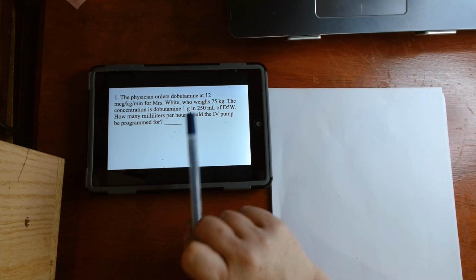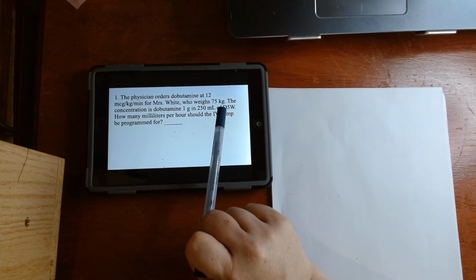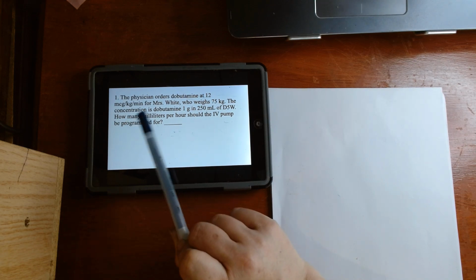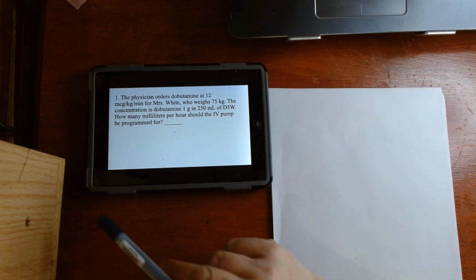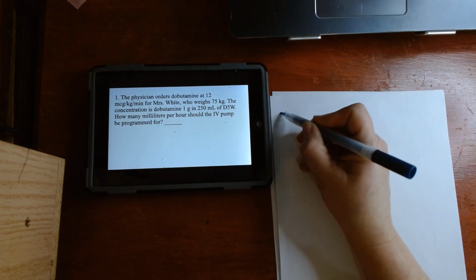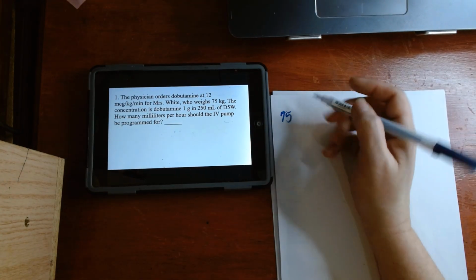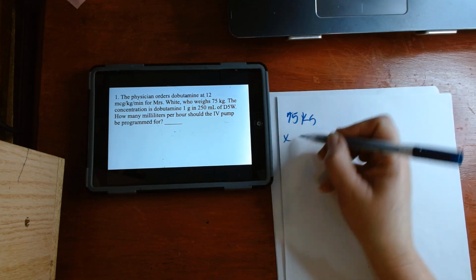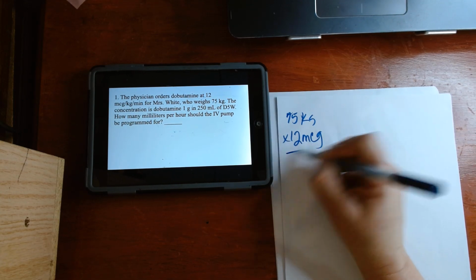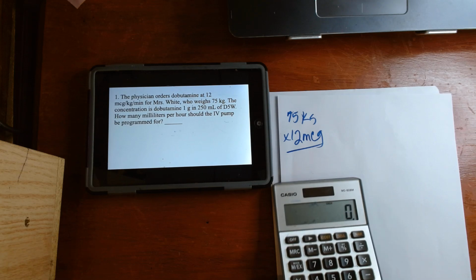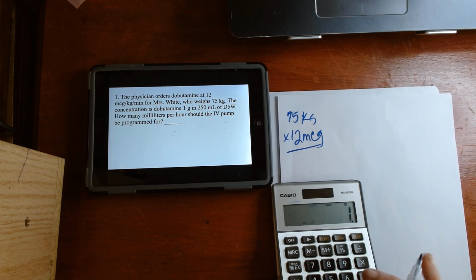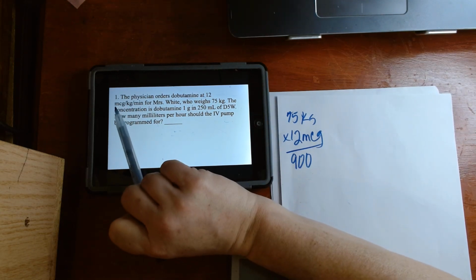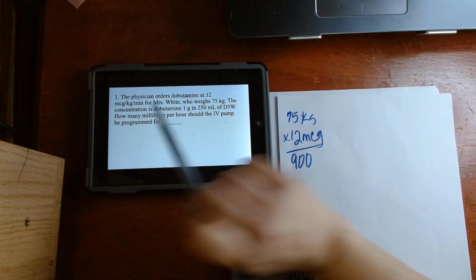Out the gate, we have to multiply the weight in kilograms times the micrograms. He wants 12 micrograms for every kilogram, and we have 75 of them. So we do 75 kilograms times 12 micrograms. Here we go. 75 times 12 equals 900. That is 900 what? Micrograms per minute.